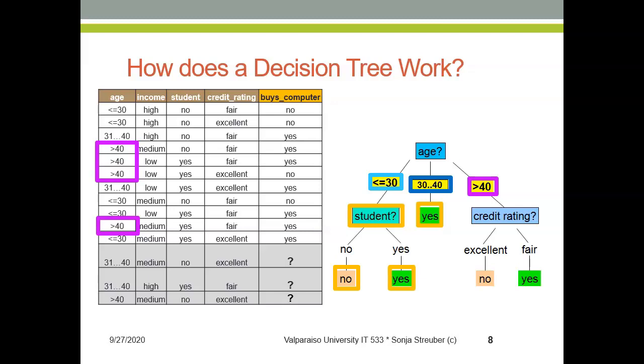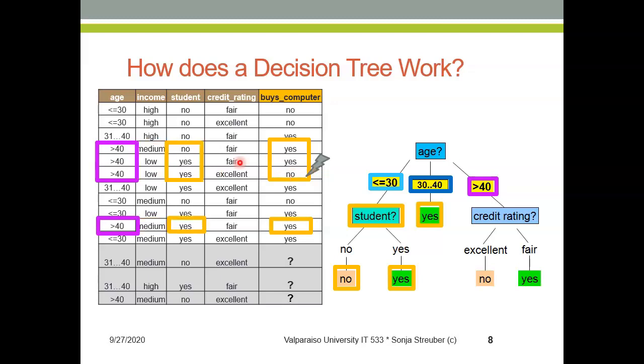Now let's see how the data behaves for the over 40 branch of our decision tree. We see here our buys computer output is yes, yes, no, and yes. So we have 3 out of 4. How about age in combination with income? We're seeing over 40 and low here leads us to a yes, but over 40 and low in our third row here leads us to a no. So income, definitely not a good predictor.